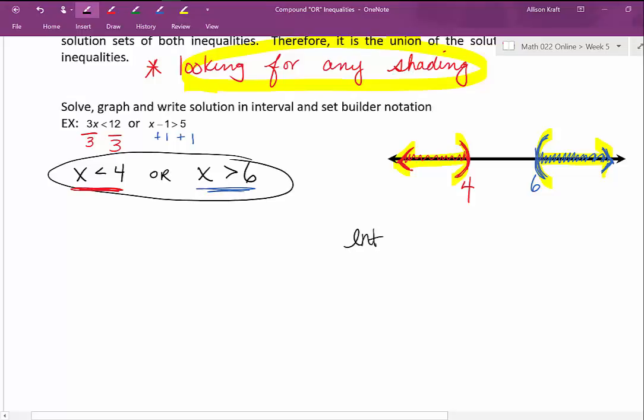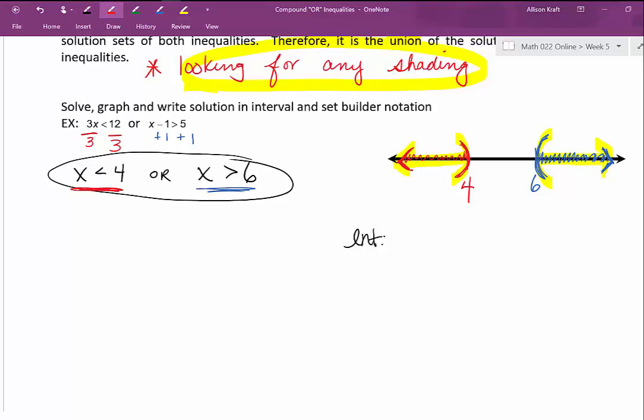Writing it in interval notation. Interval notation is used to represent a non-stop range of numbers. For the first time, we have shading that isn't connected. We're going to have to use 2 different pieces of interval notation, one for each unconnected piece of shading.